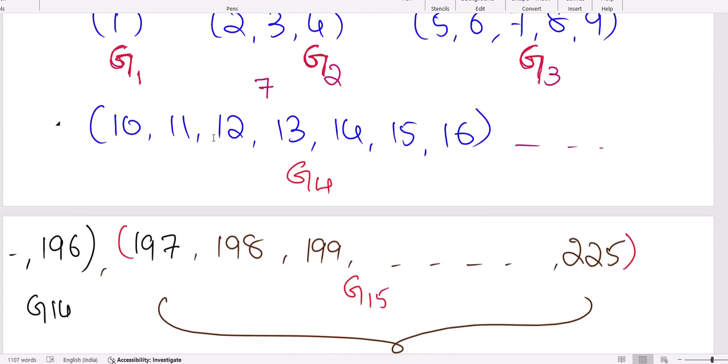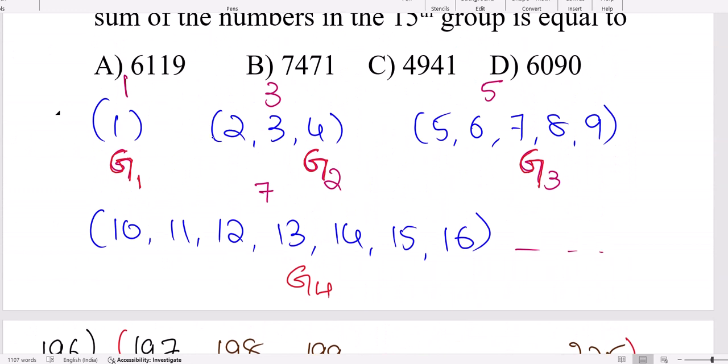Listen, better analyze here. How many terms in the second group? 3 terms. Third group, 5 terms. Fourth group, 4 twos are 8, 8 minus 1, 7 terms. 3 twos are 6, minus 1 is 5. 2 twos are 4, minus 1 is 3. Double the group number minus 1 is the number of terms. Just analysis, that's it. I am not asking you to define a formula already.